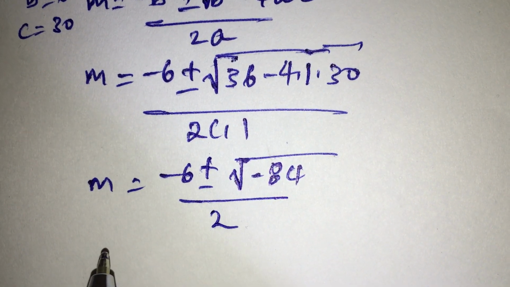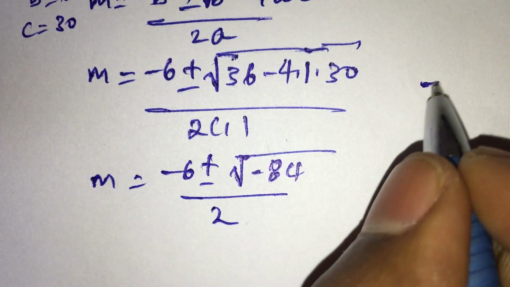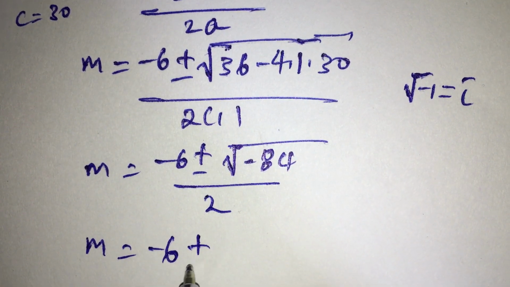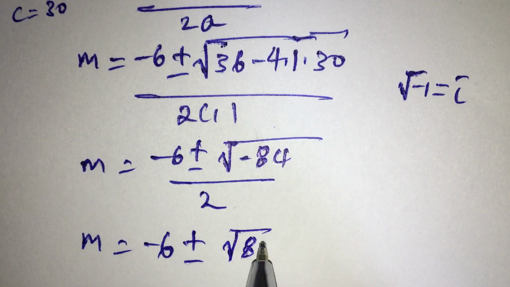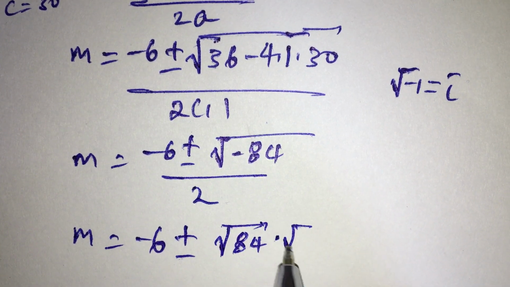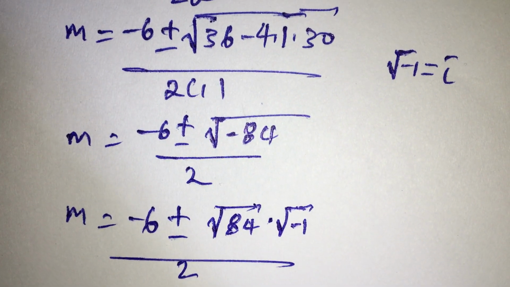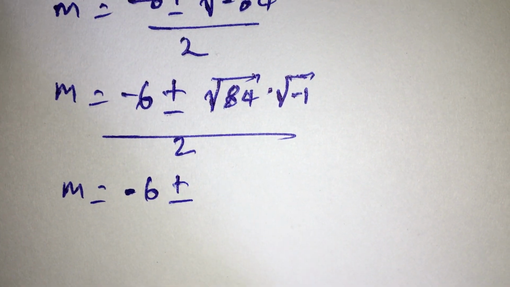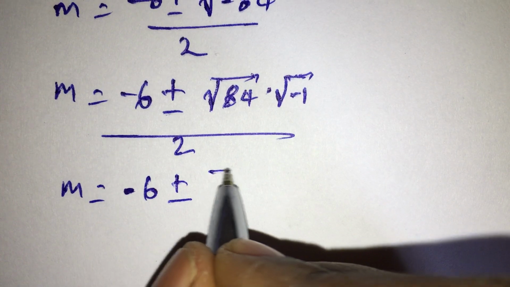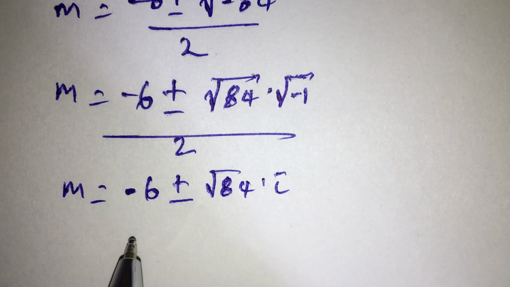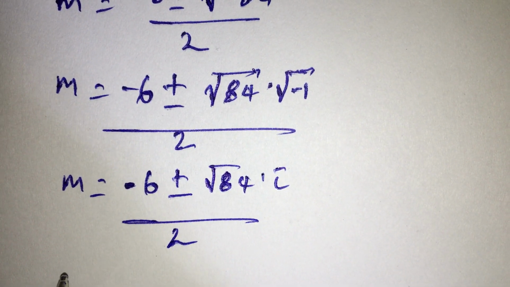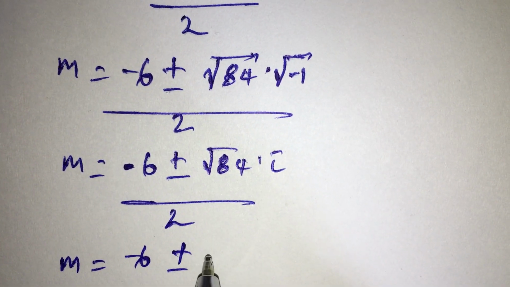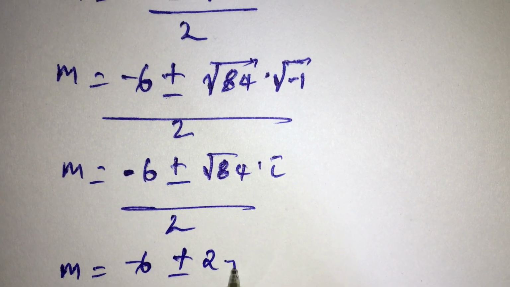Next, root minus 1 equal to i. So m equal to minus 6 plus or minus root 84 times root minus 1 over 2. m equal to minus 6 plus or minus root 84 times i over 2. Here root 84 equal to 2 root 21.